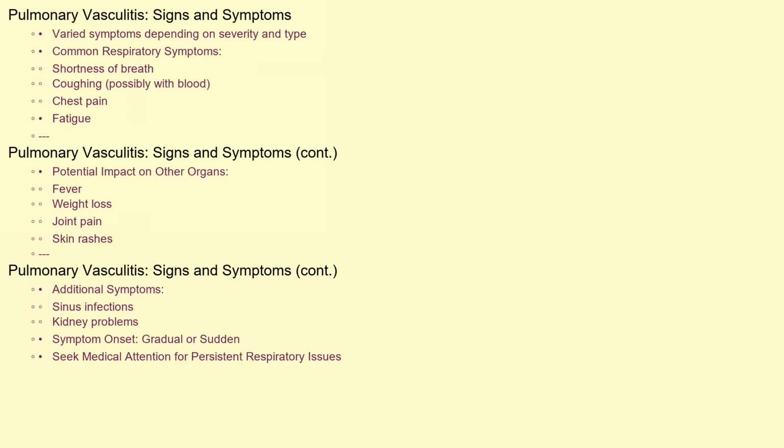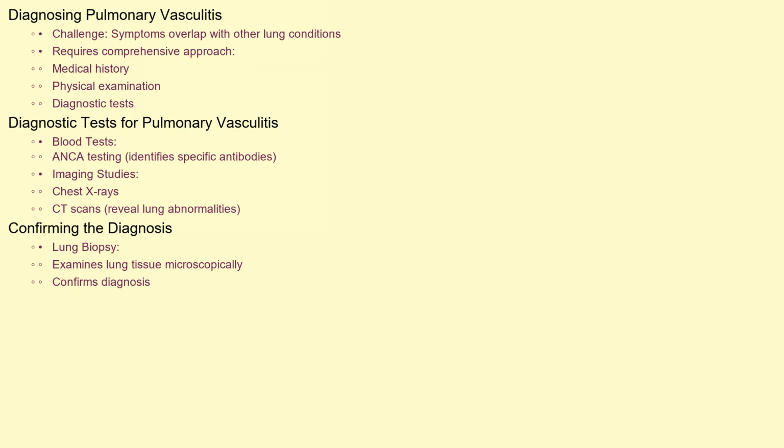Diagnosing pulmonary vasculitis can be challenging, as its symptoms often overlap with other lung conditions. A thorough medical history, physical examination, and a battery of diagnostic tests are usually required. Blood tests, including ANCA testing, can help identify specific antibodies associated with certain types of vasculitis. Imaging studies, such as chest X-rays and CT scans, can reveal abnormalities in the lungs like nodules or areas of inflammation. In many cases, a lung biopsy is necessary to confirm the diagnosis by examining lung tissue under a microscope.